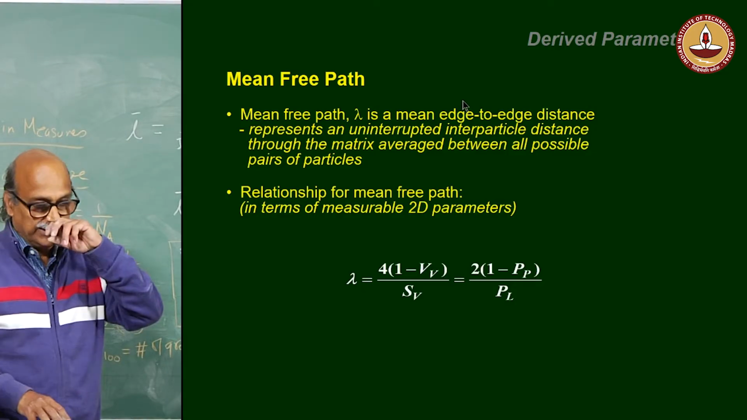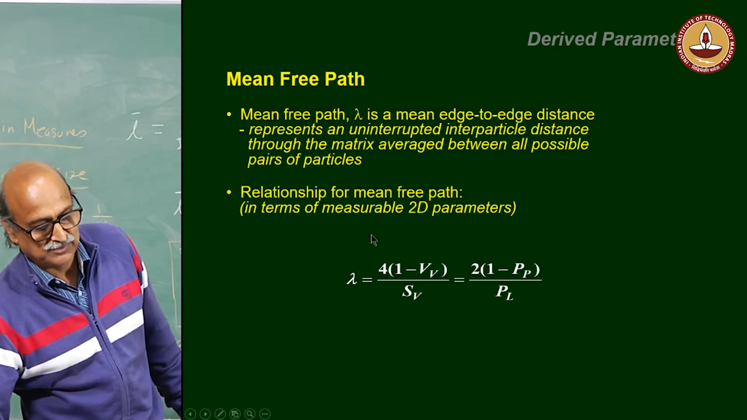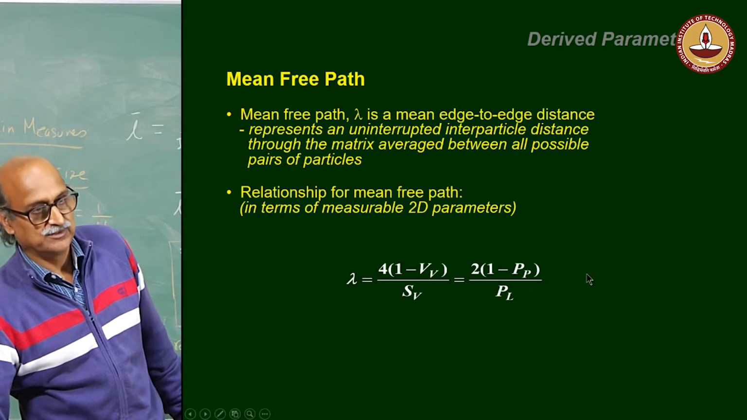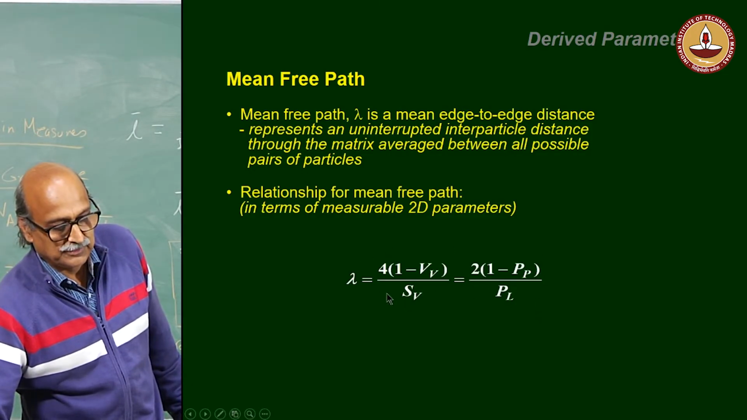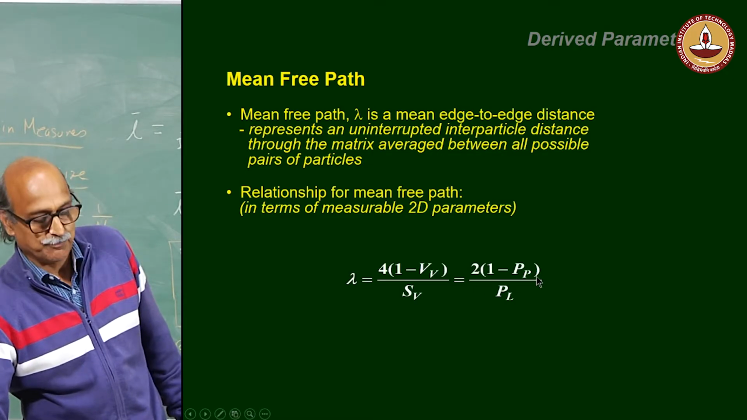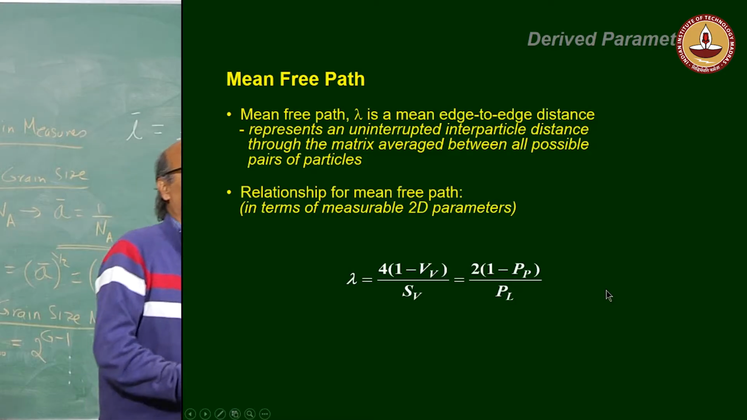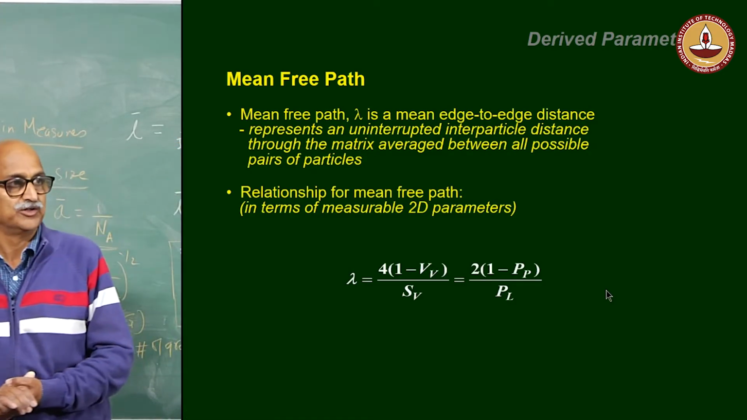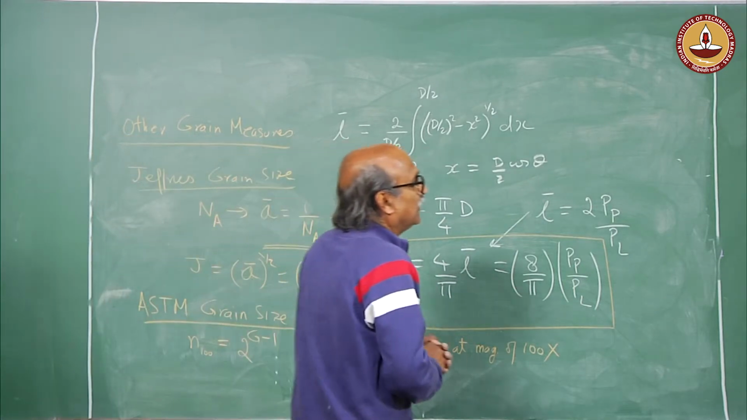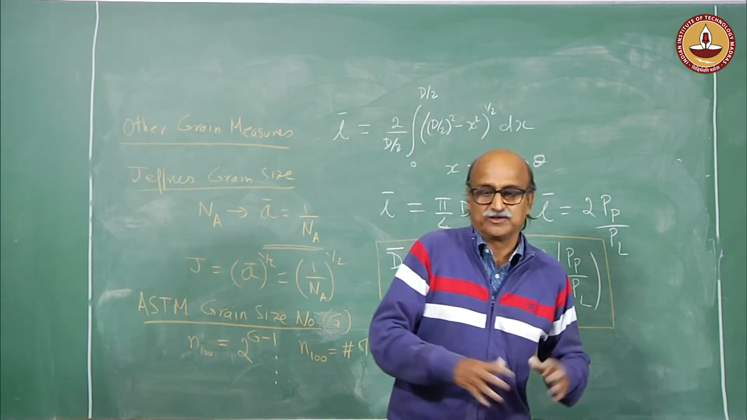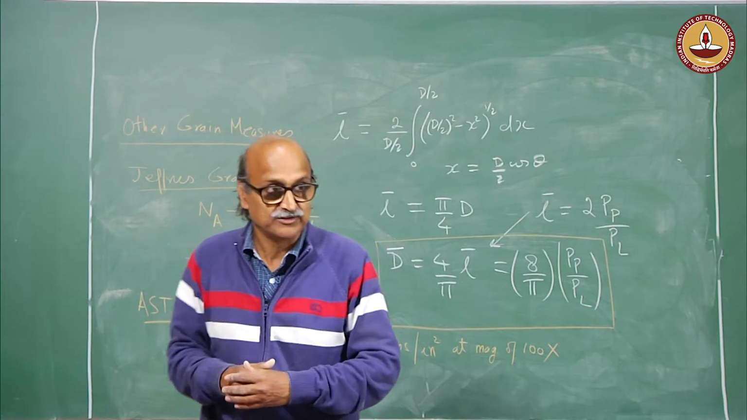And the relationship for this mean free path can again be obtained by simply a counting exercise. The mean free path lambda is given by 2 times (1 minus the point fraction) divided by PL, the number of intersections per unit length. This can be an important parameter if you are, let us say, doing some mechanical behavior studies.